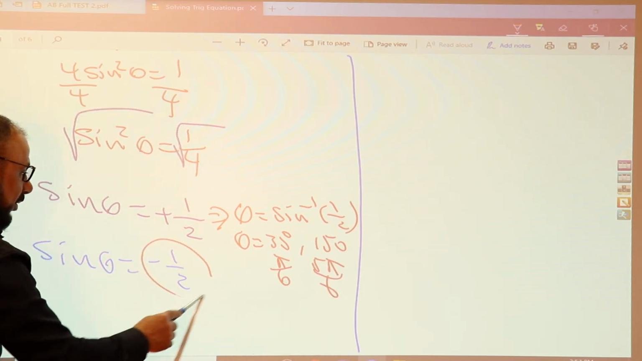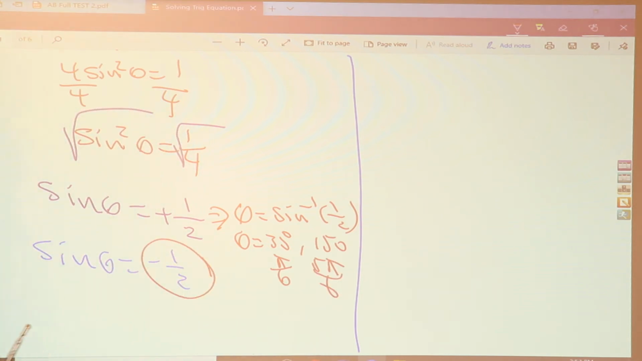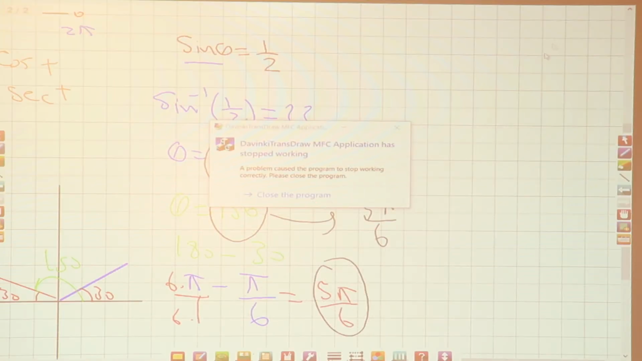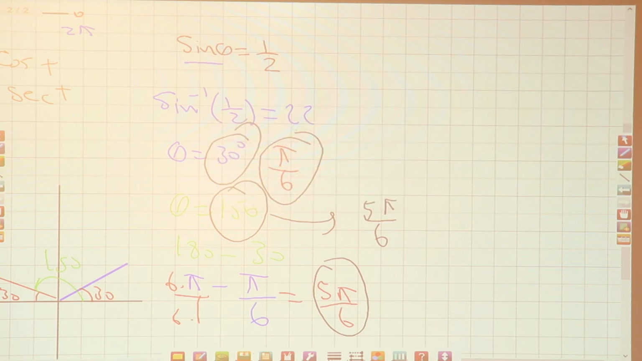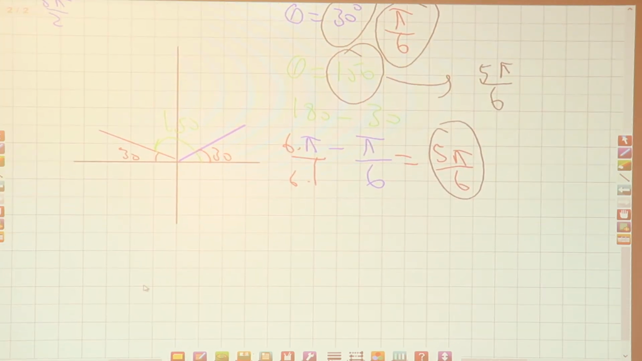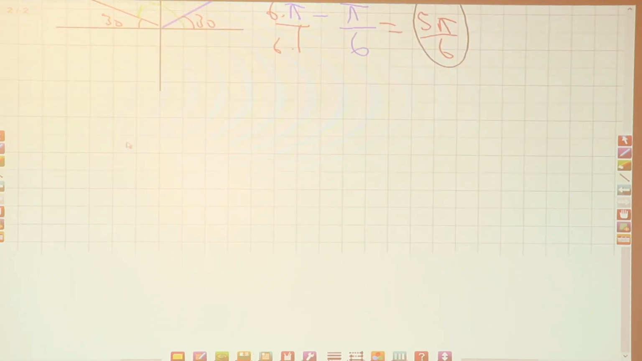But let us go to the negative half. Let me go back to my board and see what I'm going to do with this one. I want to show you. Okay, we're going to graph something here.